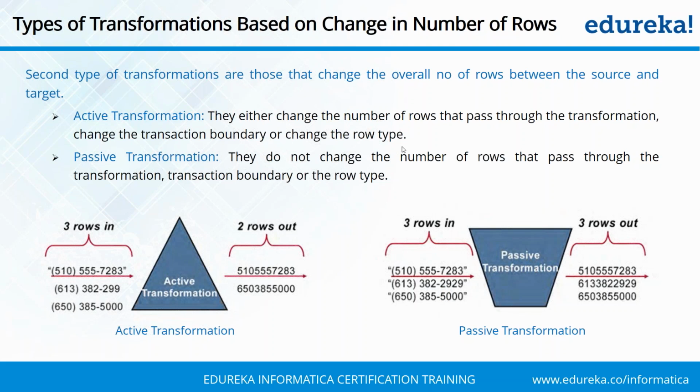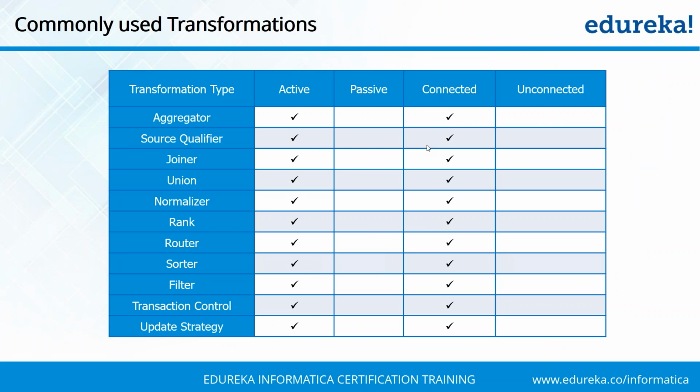So Dave wants me to repeat passive transformation. Now in a passive transformation, the number of rows that pass through it is constant. So here you can see we are passing in 3 rows, and we're getting 3 rows as output. It is just that the format of the data in the row changes. Here you can see there are parentheses and hyphens separating the region code, but in the output, there are no special characters present. Is it clear now, Dave? Alright. So moving ahead, let us look at some of the commonly used transformations in Informatica.